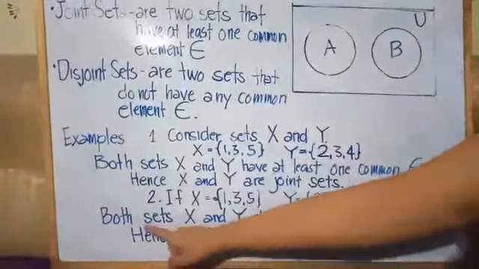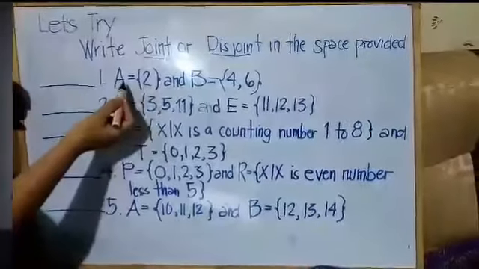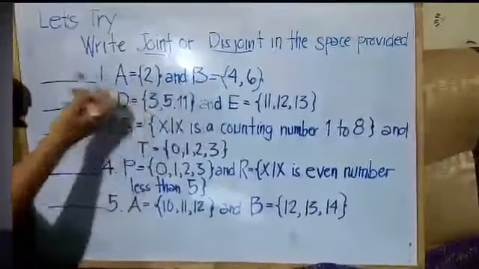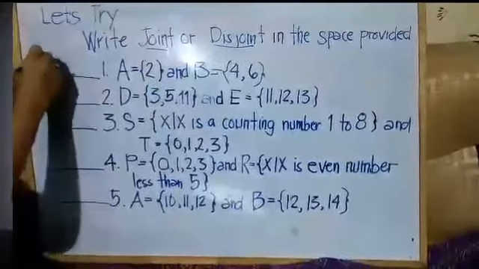Okay, let's try to write joint or disjoint in the space provided. Number 1, set A equals 2 and set B is 4 and 6. Is this joint or disjoint? The answer is disjoint because there is no same element in A and B. So this is disjoint.